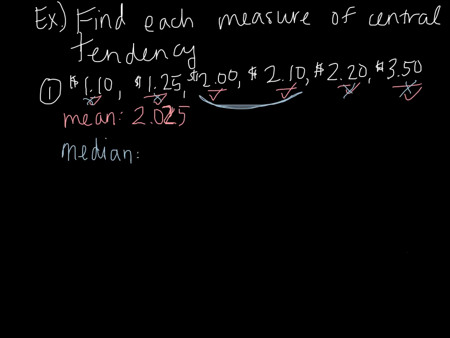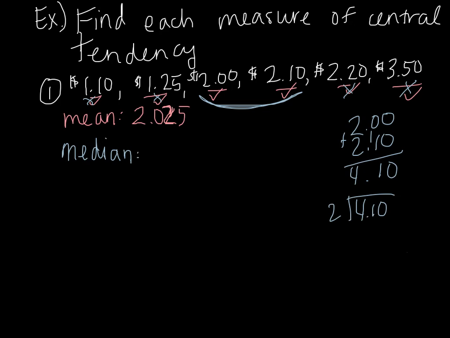Okay, so first I need to add them. $2 plus $2.10. I would get 10 there. 2 plus 2 is 4. Okay, so I get $4.10. Then I need to divide by the number of values. So I need to do $4.10 divided by 2. 2 goes into 4 2 times, minus 4, exactly. Don't forget that decimal point.